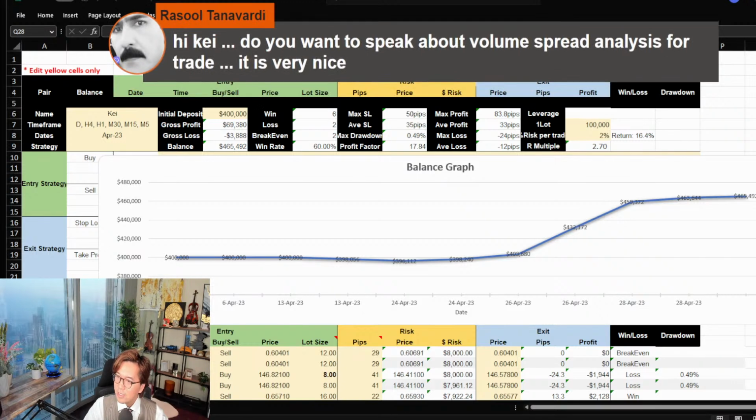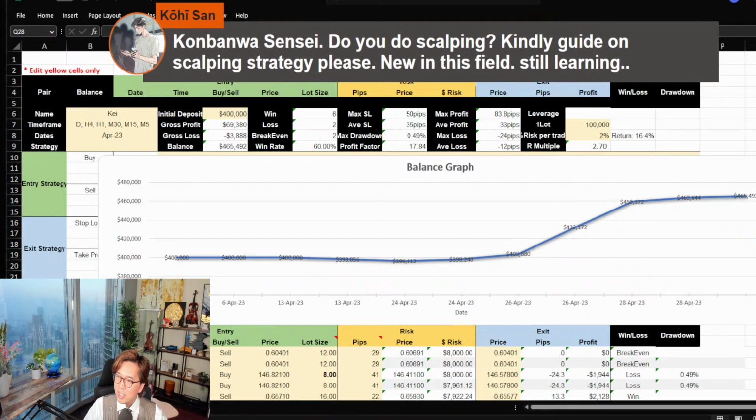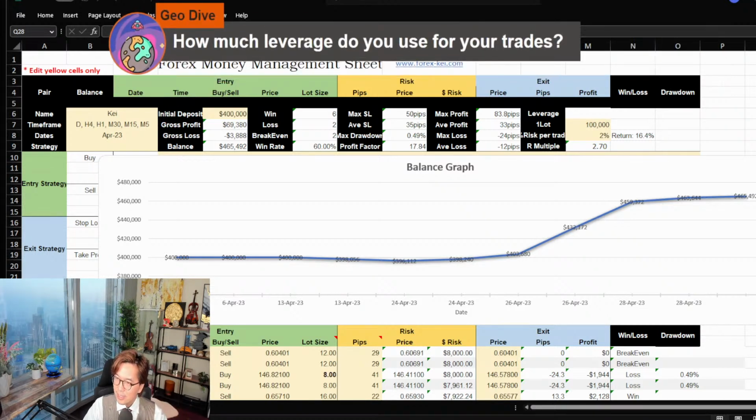Okay, Russell says, hi Kei, do you want to speak about volume spread analysis? Oh yeah, I don't use volume, so I'm not sure. Kohi says, do you do scalping? I don't do scalping. I only do swing, day to swing trade with trend following. Okay, how much leverage do you use? I use leverage up to 20.